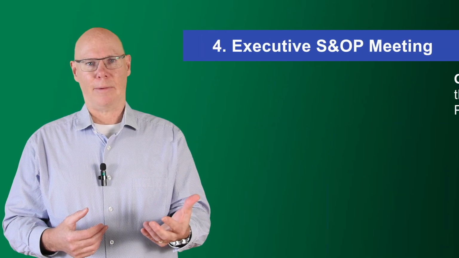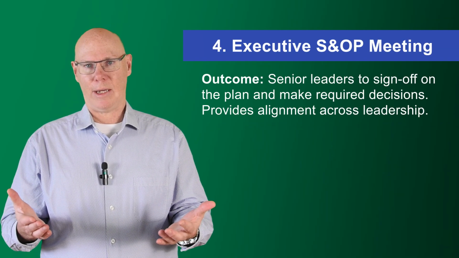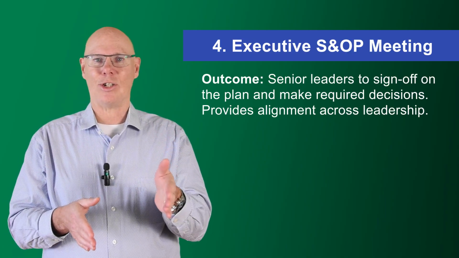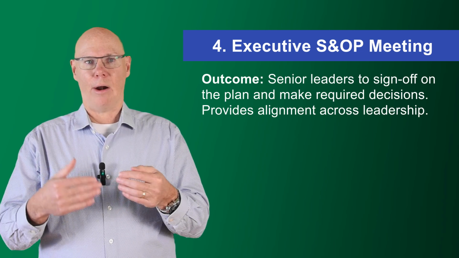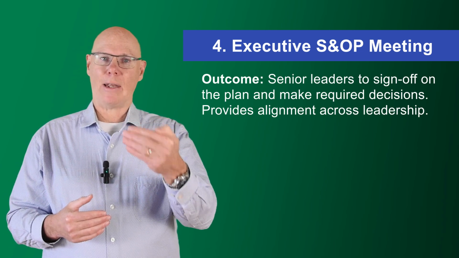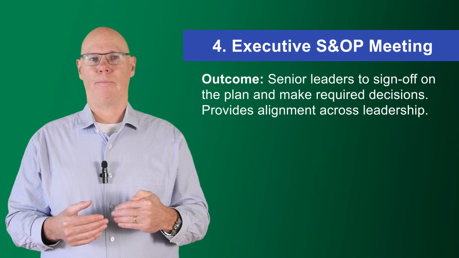The final meeting is the Executive S&OP meeting. The outcome from this meeting is for senior leadership to sign off on the plan and any decisions that are required around unresolved issues. The meeting should also provide alignment across the leadership.